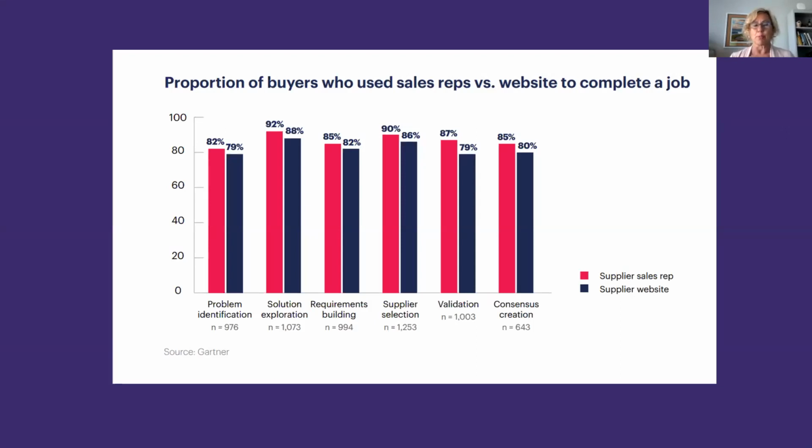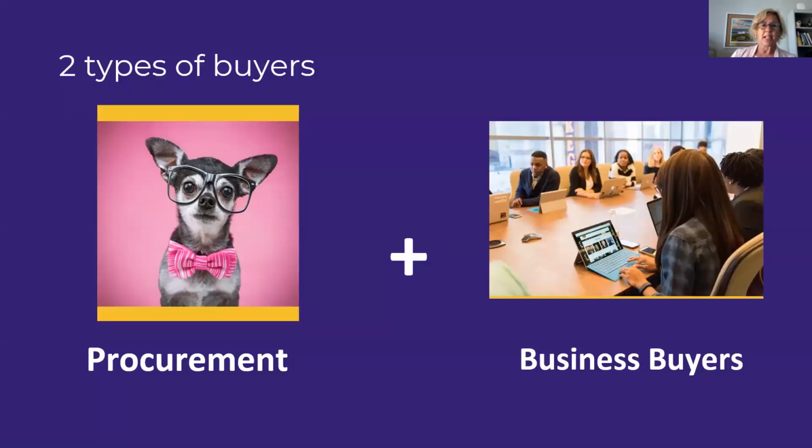So just to demonstrate my point, here's a chart. Again, I love this chart from Gartner that basically shows almost equally that buyers are looking to the website and the sales rep. So it's a 50-50 proposition between the two. You could hone your selling skills incredibly well, but you need to have your information and marketing strategy well thought out. So there are 2 types of buyers. This is my theory.